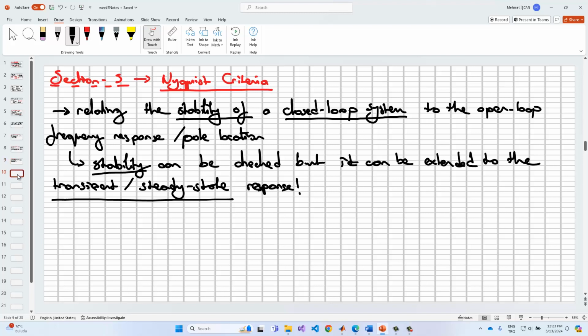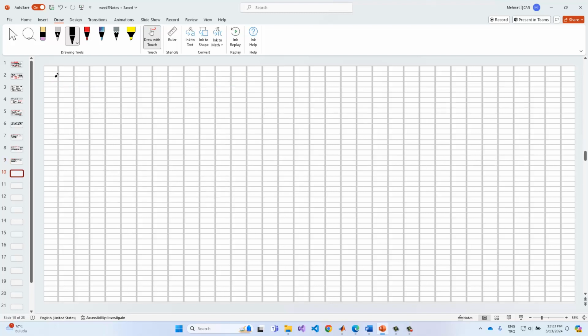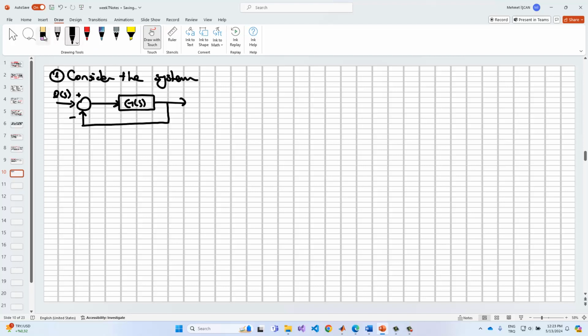Okay, and so consider the following closed loop system. Consider the system where we have the reference signal R(s) in here, and so we have G(s), the open loop transfer function, and we can apply the unity feedback, or in this case we can extend our results to H(s). This is the sensor frequency representation.